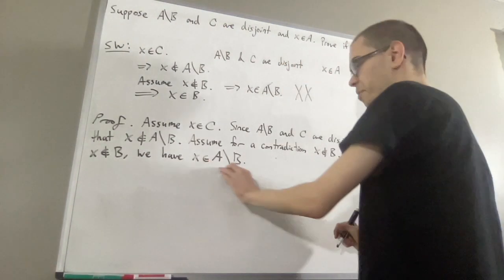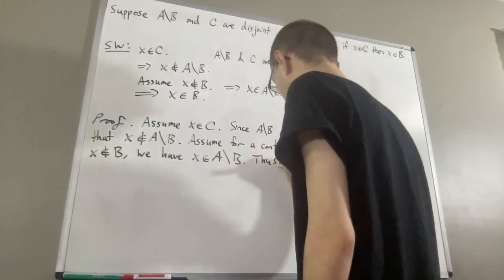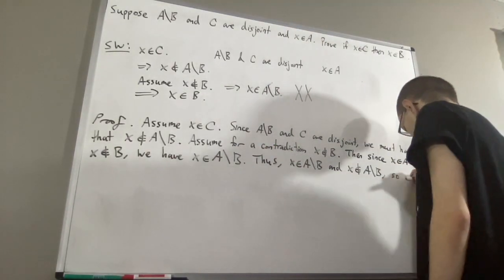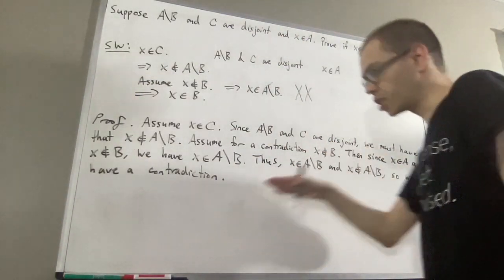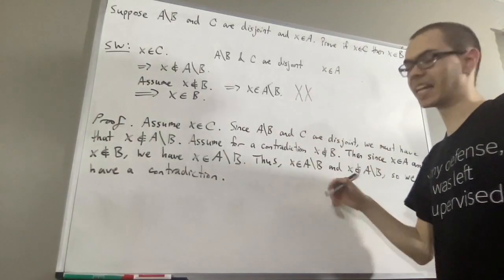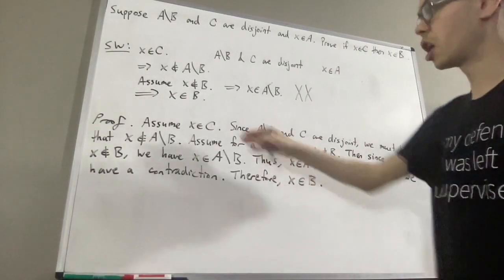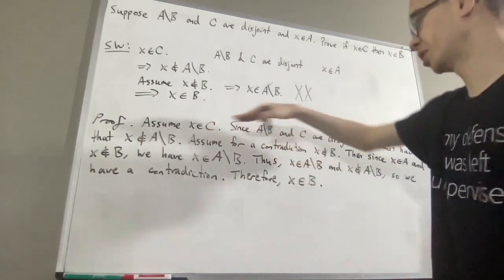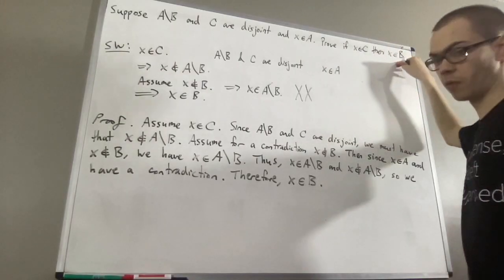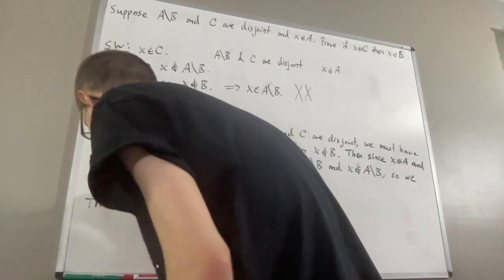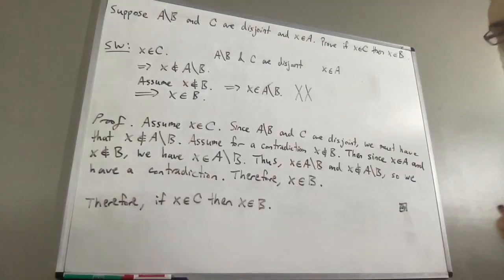So now we see that x is an element of a set minus b and x is not an element of a set minus b. So we have a contradiction. So our assumption that x is not an element of b leads to a contradiction. So we must instead have that x is an element of b. And now putting this all together, we see under the assumption that x is an element of c, we can logically deduce that x must then be an element of b. So we've proven if x is an element of c, then x is an element of b, as required. And so this completes the proof.